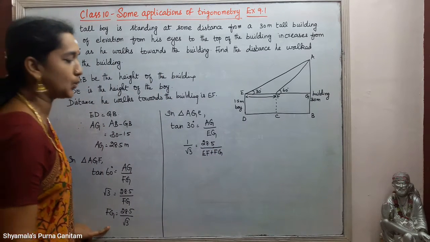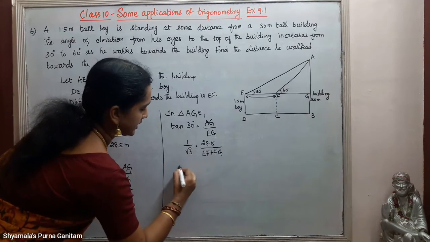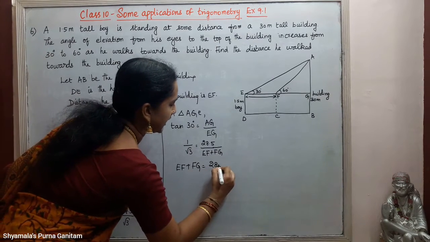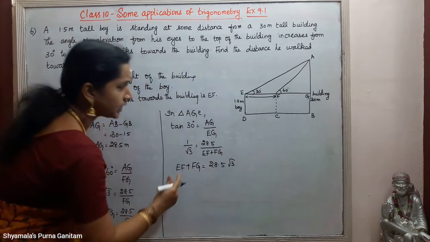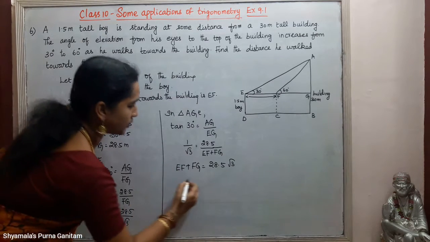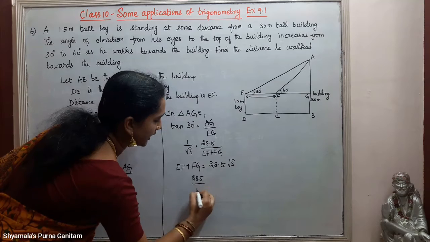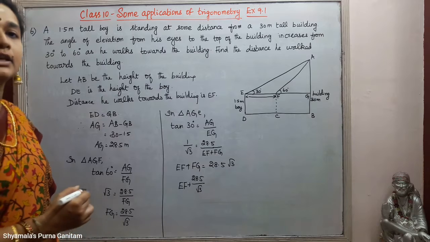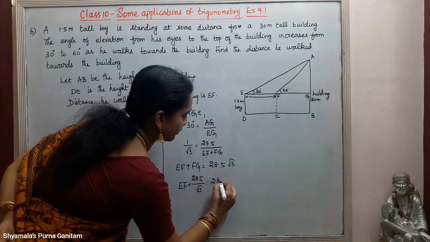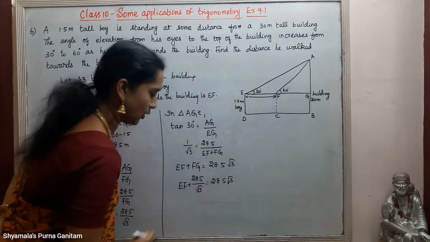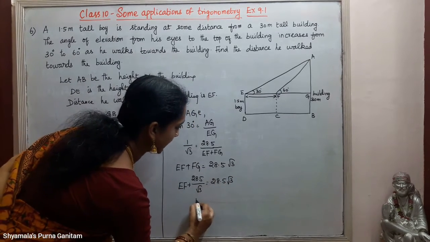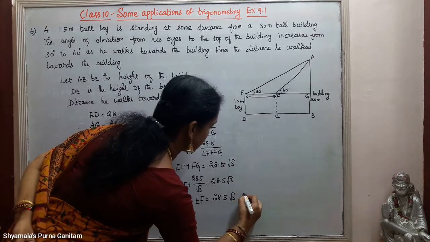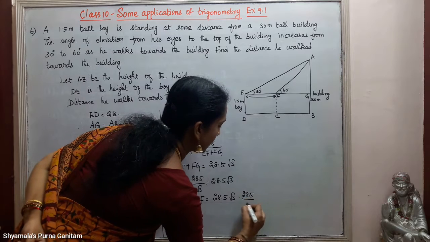FG distance we have just found. So first we will simplify this. EF plus FG is equal to 28.5 into root 3. FG we just found as 28.5 by root 3. So EF plus 28.5 by root 3 is equal to 28.5 into root 3. Okay. Bringing it to that side, we get EF is equal to 28.5 root 3 minus 28.5 by root 3.